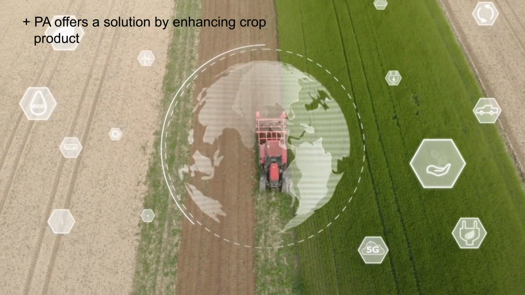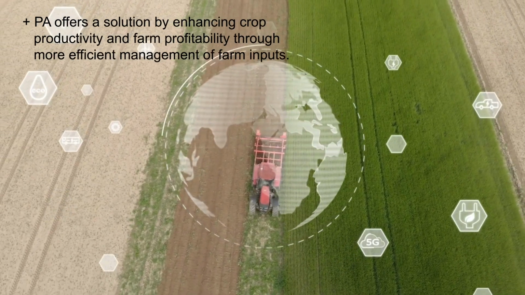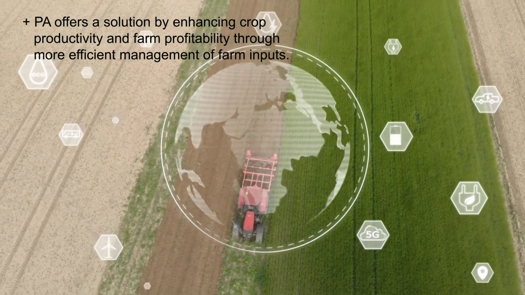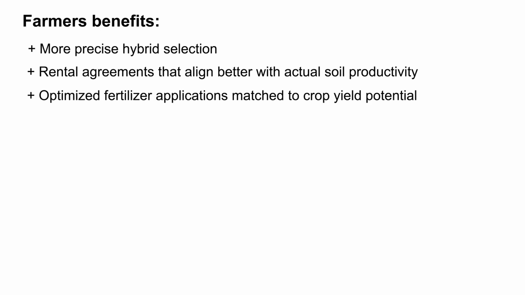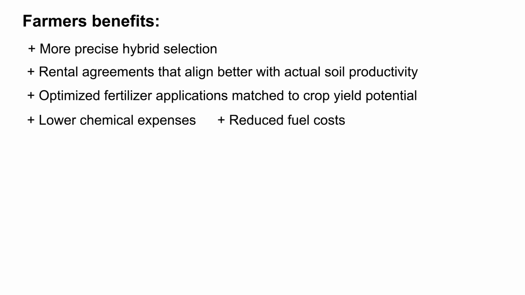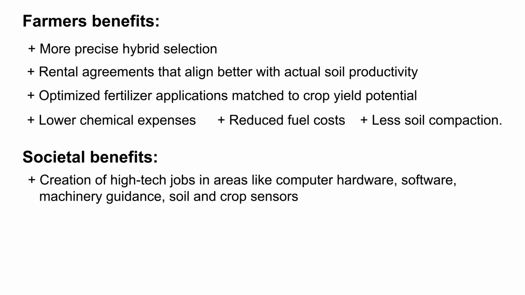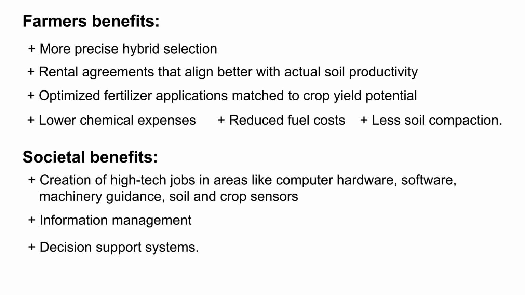PA offers a solution by enhancing crop productivity and farm profitability through more efficient management of farm inputs. This leads to improved environmental quality. Farmers also perceive additional benefits, including more precise hybrid selection, rental agreements that align better with actual soil productivity, optimized fertilizer applications matched to crop yield potential, lower chemical expenses, reduced fuel costs, and less soil compaction. Societal benefits include the creation of high-tech jobs in areas like computer hardware, software, machinery guidance, soil and crop sensors, information management, and decision support systems.